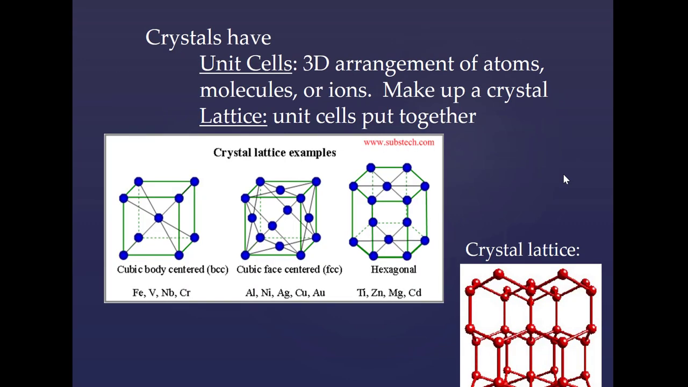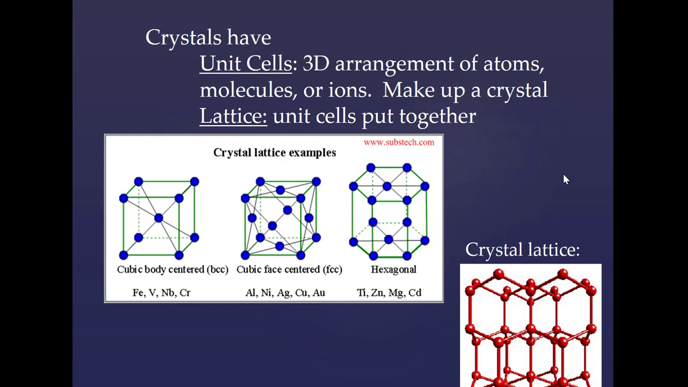When we look at crystals, crystals have unit cells. This is a 3D arrangement of the atoms, the molecules, or the ions, and it's what makes up the crystal. It's a building block, so to speak. And then let's look at a crystal lattice. A lattice is these unit cells put together.